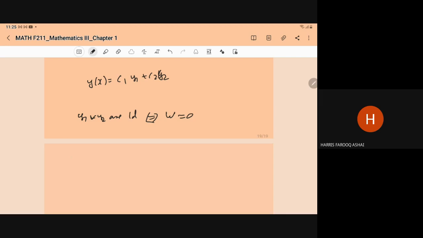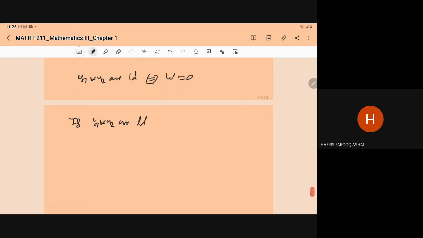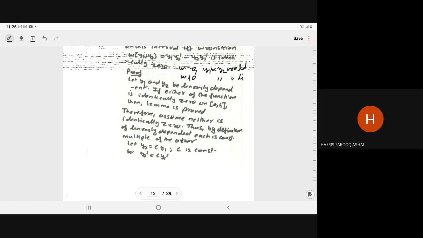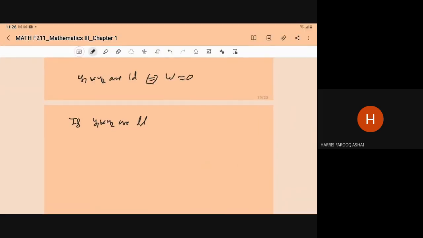So first we assume that y1 and y2 are linearly dependent. Now we have to prove whether the Wronskian is 0 or not. In this case, first we will see if either of the functions is identically 0. Case first.